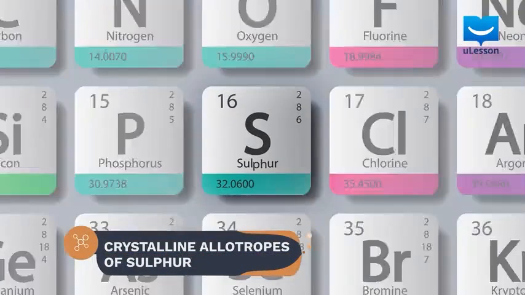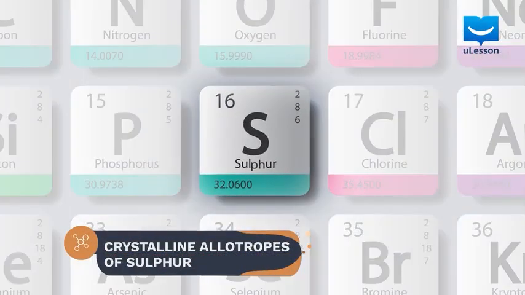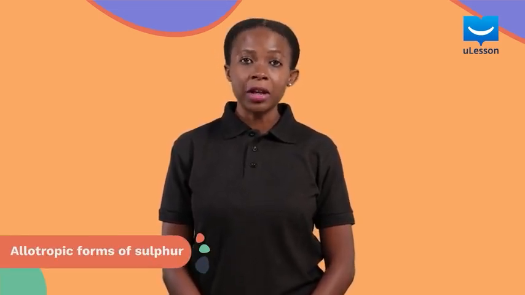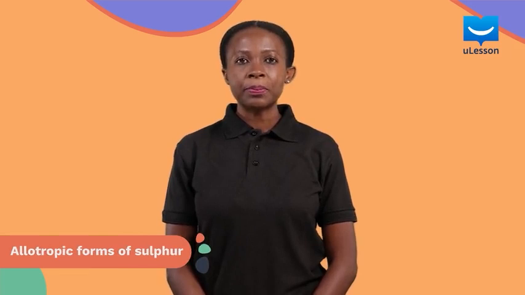Sulfur is one of the elements in the periodic table which exhibits allotropy. In our lesson on what is allotropy, we described allotropy as a phenomenon where an element occurs in different forms but in the same physical state. In this lesson, you will learn about the allotropic forms of sulfur and the relationship between them.